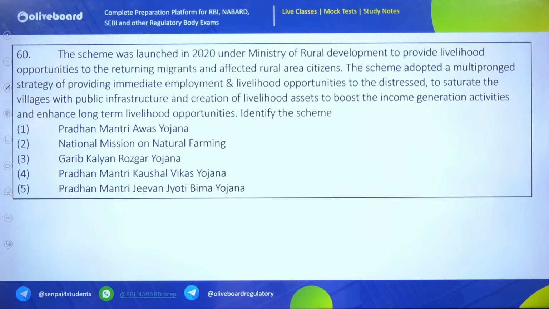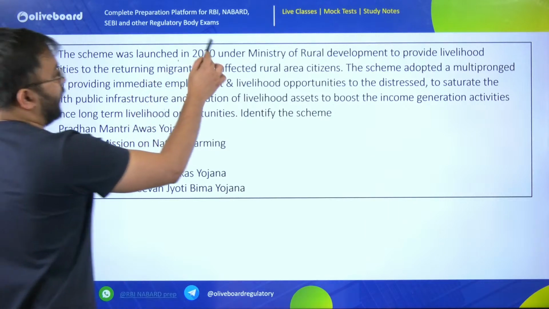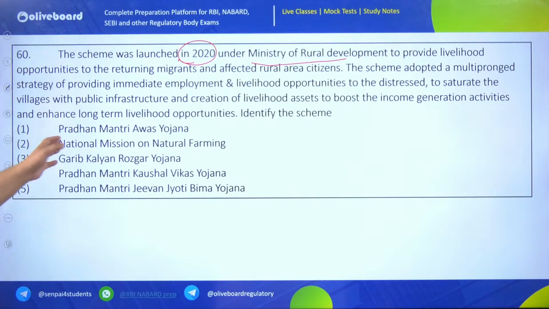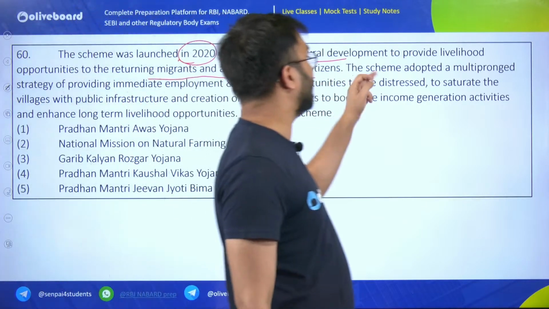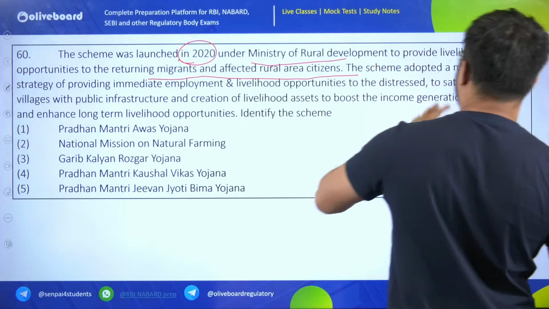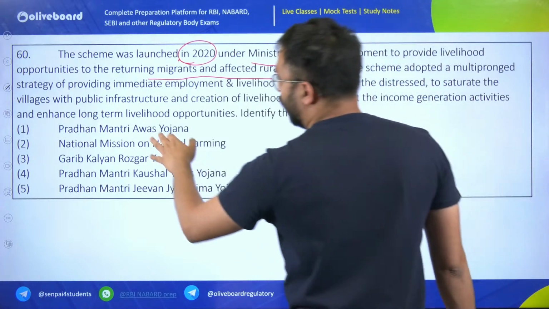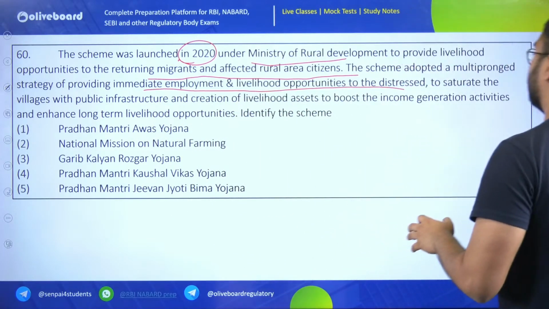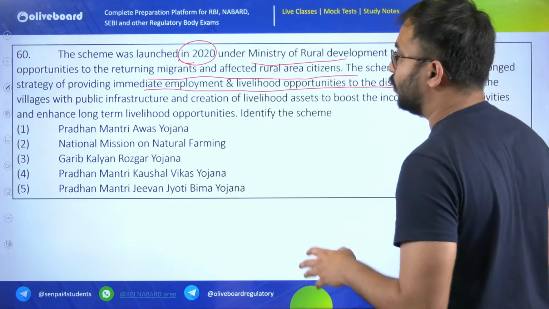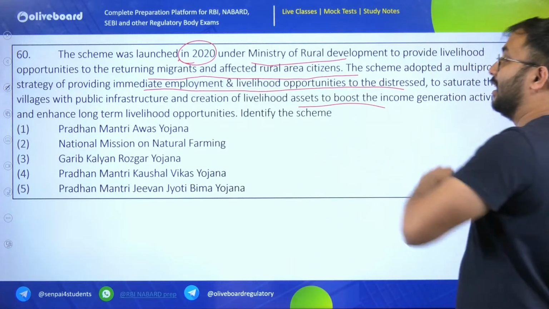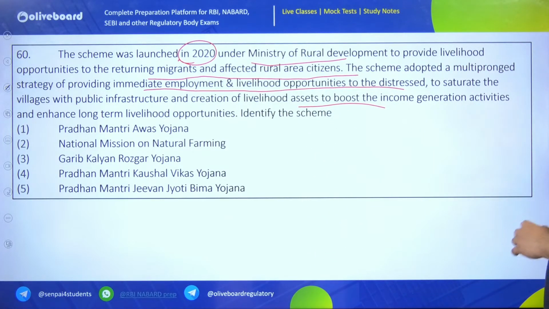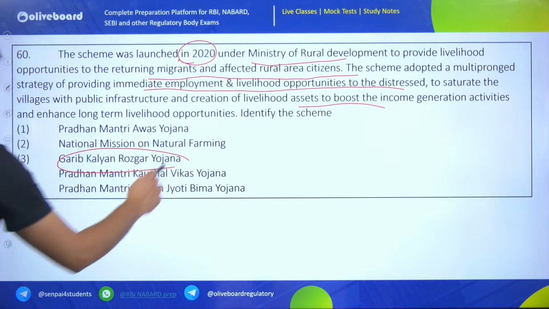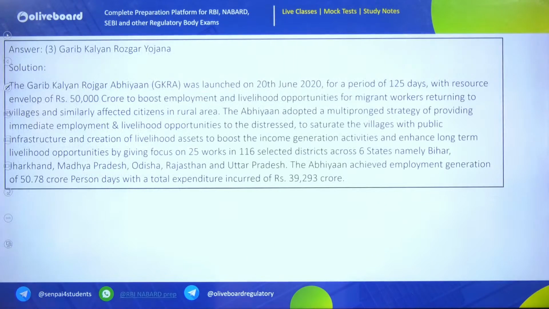Yes, one more scheme. The scheme was launched in 2020 under the Ministry of Rural Development to provide livelihood opportunities to returning migrants and affected rural area citizens. The scheme adopted a multi-pronged strategy for providing immediate employment and livelihood opportunities for distressed people, to saturate villages with public infrastructure and create livelihood assets to boost income generation activities. This scheme was launched in 2020. This is Garib Kalyan Yojana. Okay, it is Garib Kalyan Yojana.